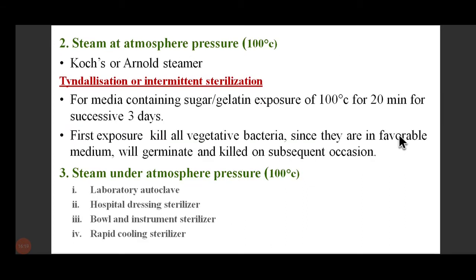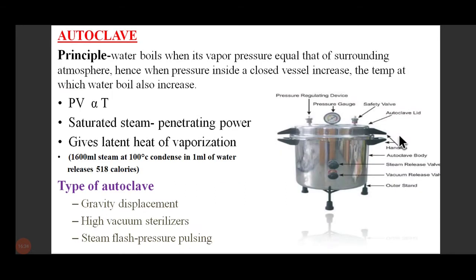The third is when you are using steam under pressure above atmospheric pressure. For that, we have various instruments available like the laboratory autoclave, hospital dressing sterilizer, bowl and instrument sterilizer, and rapid cooling sterilizer. The autoclave you would probably have seen in your various labs, and big autoclaves are also present in hospital settings. They are the most commonly used sterilization instruments in microbiology and day-to-day practice.